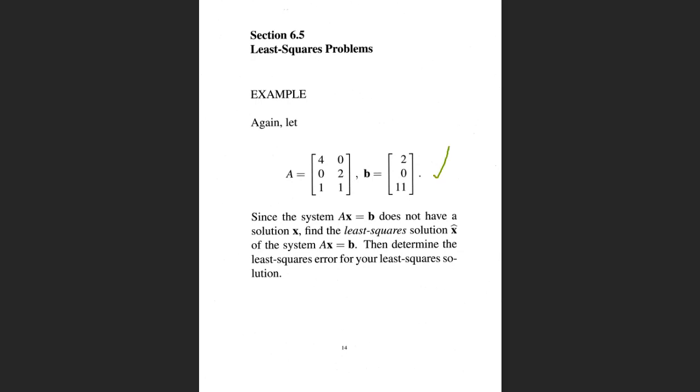The same matrix A, same vector B, and we agree that the system does not have a solution X. But it does have what's called a least squares solution, which we denote by the vector X with a hat over it. So we're going to find the least squares solution for this system, and then we're going to determine what's called the least squares error for our least squares solution. So let me give you a moment to copy that down.